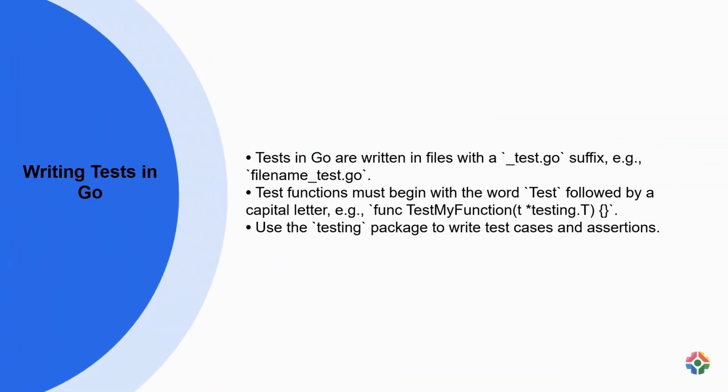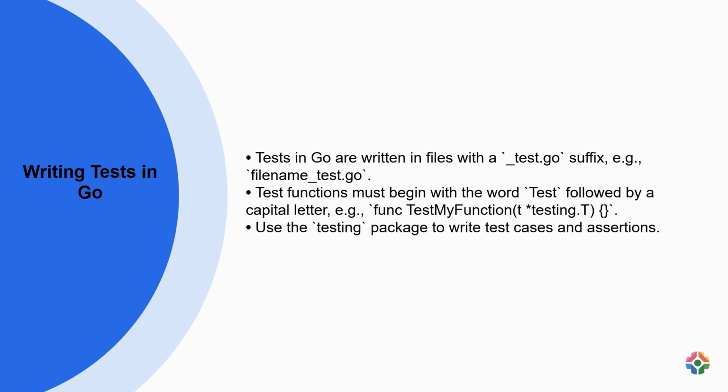When writing tests in Go, it is crucial to follow specific conventions. Test files should have a suffix of _test.go, like filename_test.go. Test functions should start with Test, followed by a capital letter. For instance, func TestMyFunction(t *testing.T).